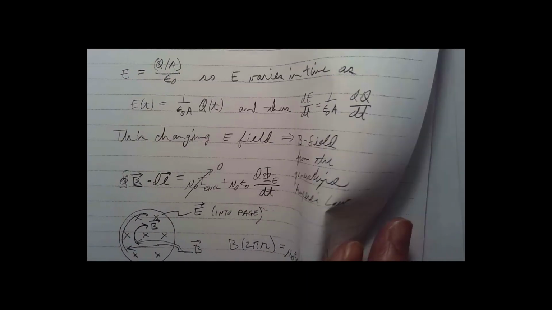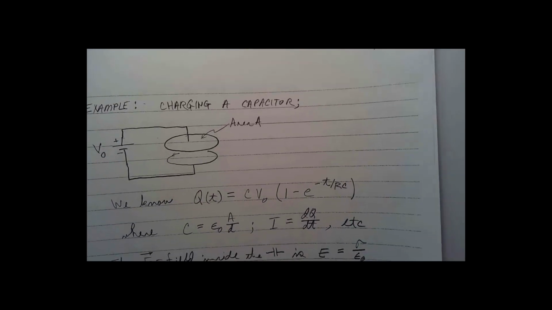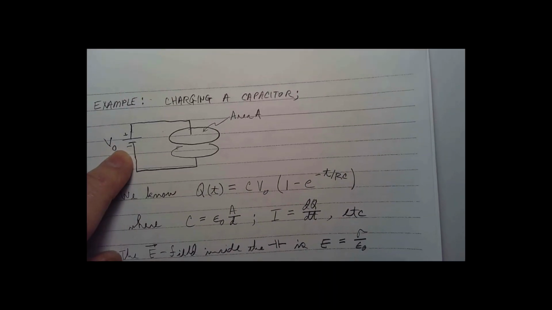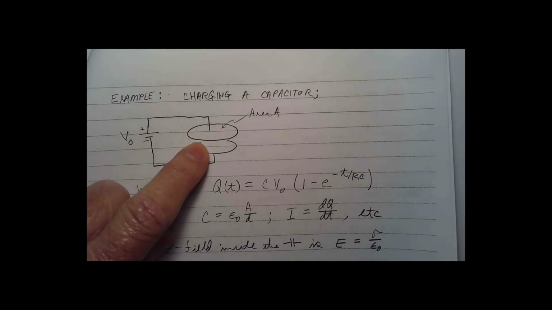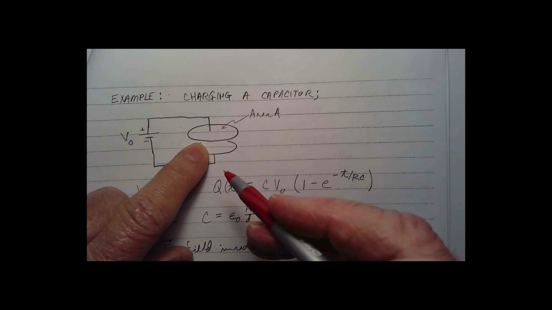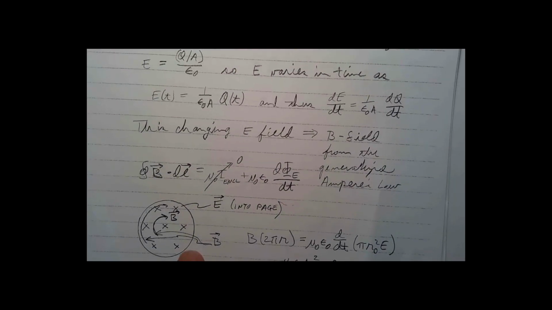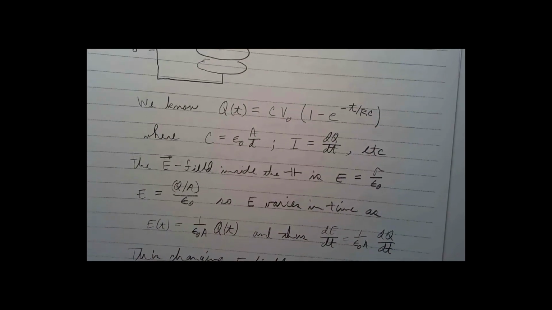Let's take a specific example for charging a capacitor. Here we're going to change, so I'll take that same circuit I did before with a parallel plate, make the resistor go to 0, and for the sake of argument, instead of a square plate, we're going to make it circular plates.